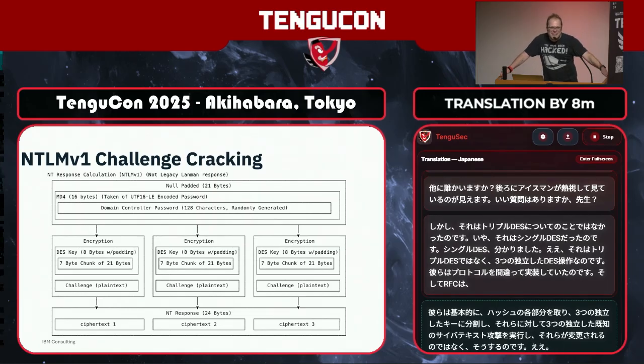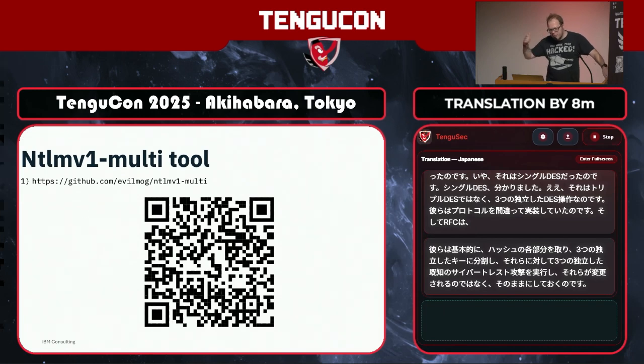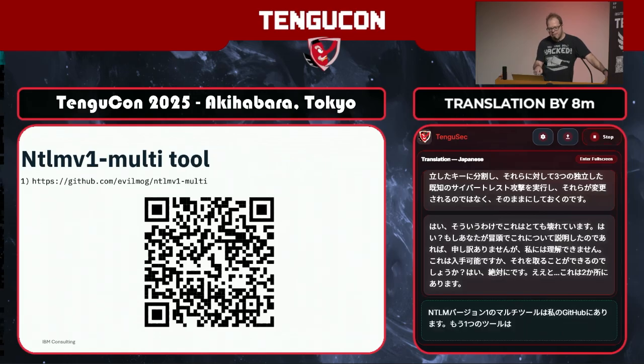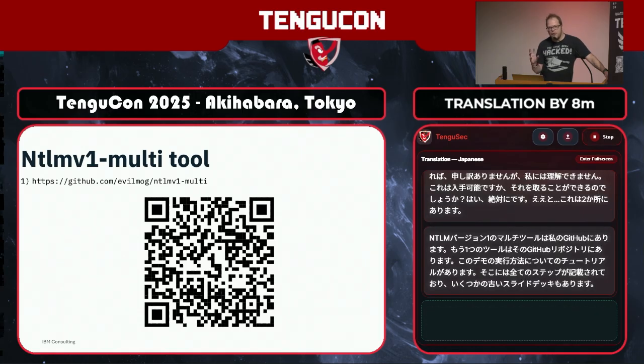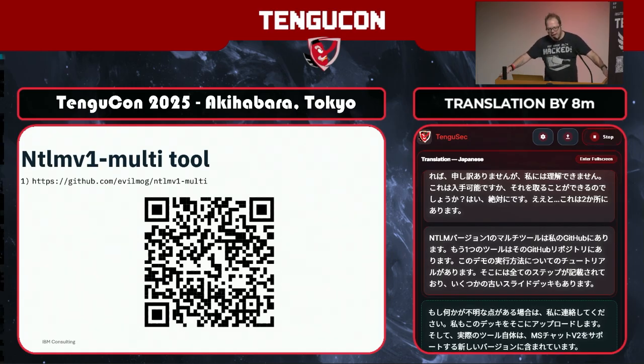Yes? Yeah, absolutely. It's in 2 locations. The NTLM version 1 multi-tool is right here in my GitHub. The other tool is going to be, and in that GitHub repo, I have a walkthrough of how this demo executes. There's a whole steps piece in there along with some old slide decks. If any piece is unclear, hit me up. I'll upload this deck as well to it. And then the actual tool itself is in the new version that supports MSCHAP-v2. I integrated it directly into hashcat-utils instead of my own private repo. That way, it could be carried on in case I get bored of this.